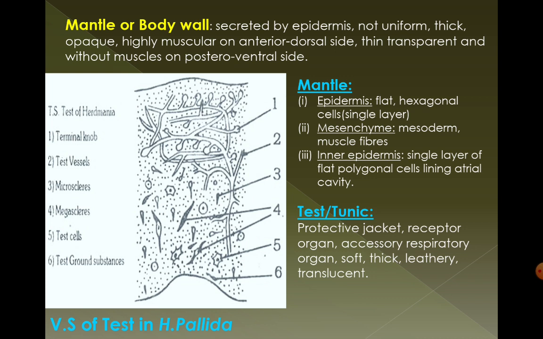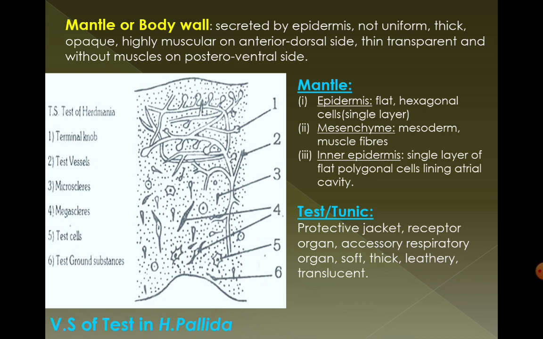Now here is the section of the test in Herdmania pallida. You can see that there are some terminal knobs, that is the blood vessels ending in these terminal knobs, and these knobs are nothing but the ampullae, and these ampullae hold blood once it has circulated, and these ampullae are all towards the body wall. So you can see the orientation of these ampullae towards the body wall, and when the ampulla gets filled with blood, then it imparts that pinkish color to the Herdmania.